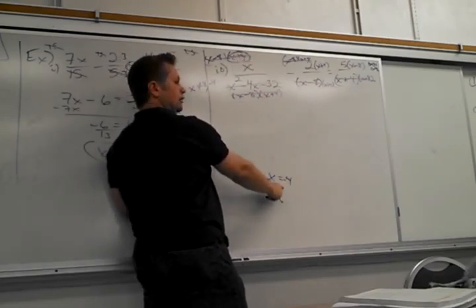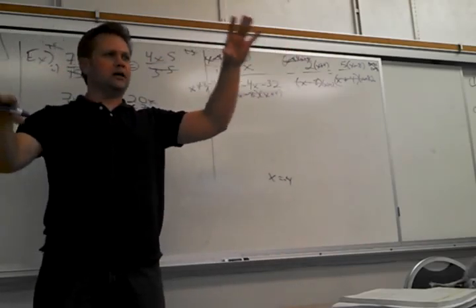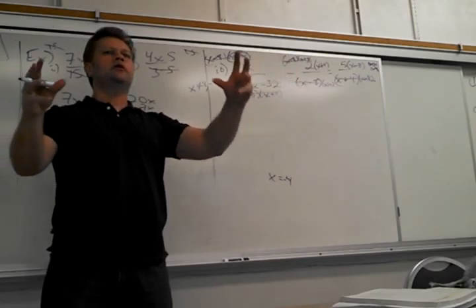What's x plus 4 if x is negative 4? Negative 4 plus 4 is? And what are you not allowed to multiply both sides of the equation by? 0. I really want you to understand this.